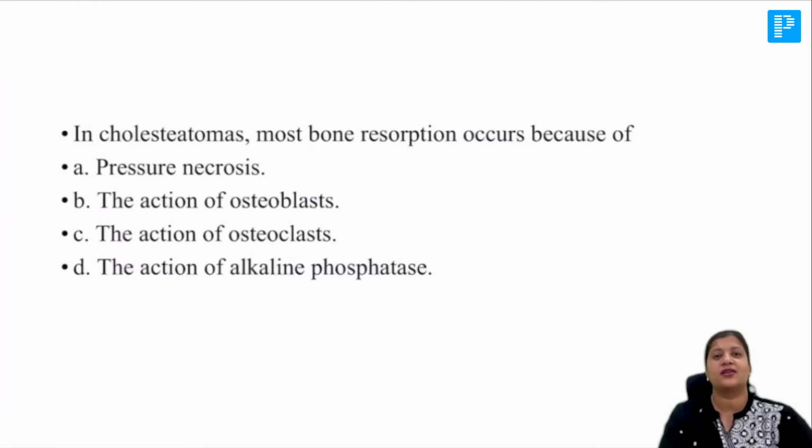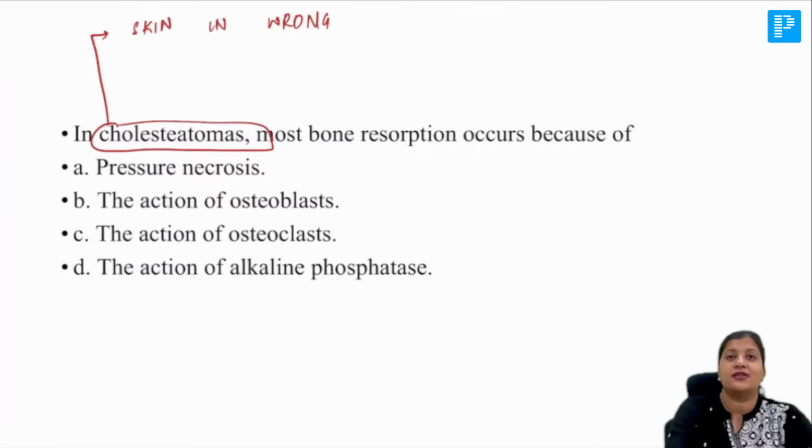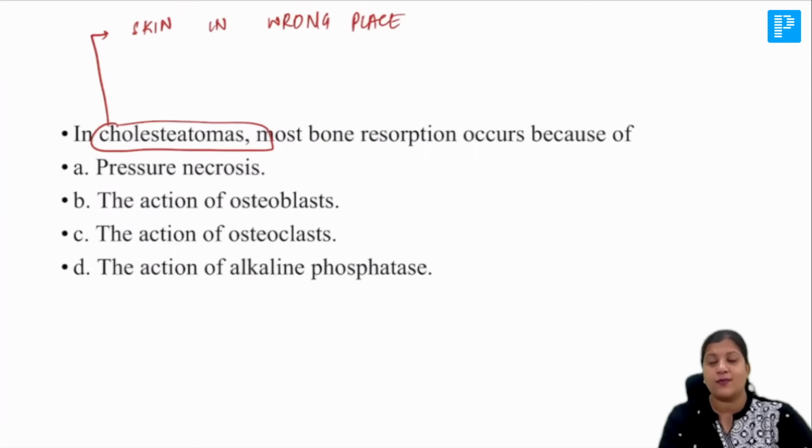In cholesteatomas, most bone resorption occurs because of pressure. Is it because of action of osteoblast, action of osteoclast, action of alkaline phosphatase? What is the cause in cholesteatomas? See, in cholesteatoma, we know that there is skin in the wrong place. What is skin in the wrong place? There is presence of stratified squamous epithelium in the middle ear. Middle ear is normally going to have cuboidal epithelium, but if there is a stratified squamous epithelium in the middle ear, then we say that it is cholesteatoma.